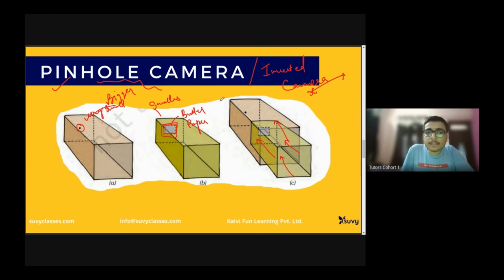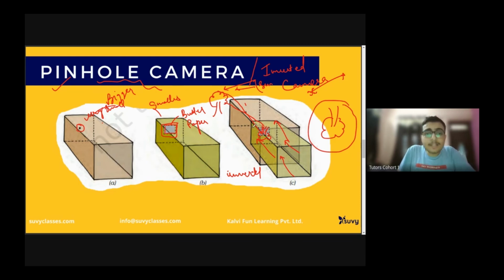For example, here is a tree. Light from the sun will fall onto the tree, and after falling on the tree it will come through this pinhole inside. There will not be just a single ray, there will be many rays. An inverted image of the tree will be formed here. If the tree is like this, the image will be inverted like this. An image will be formed in front of me.